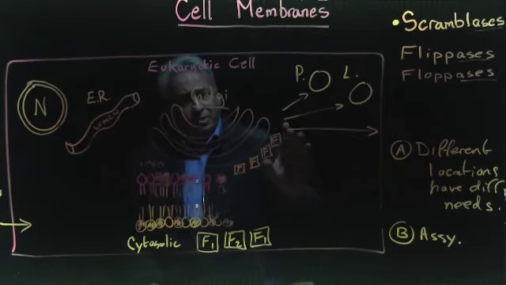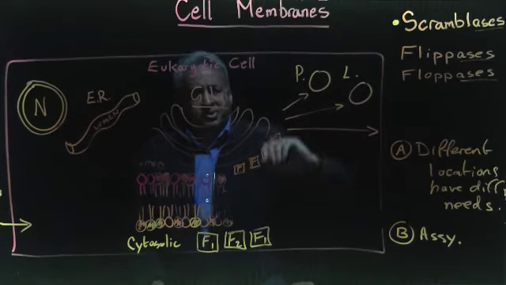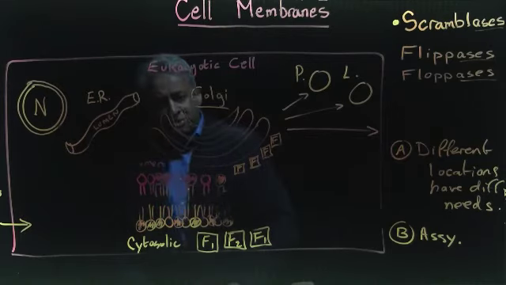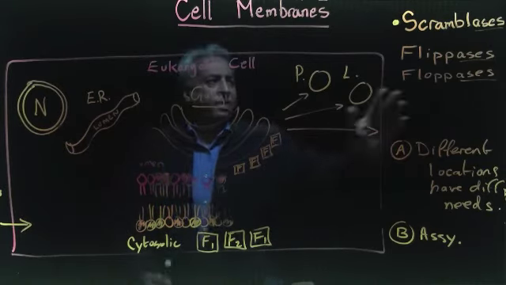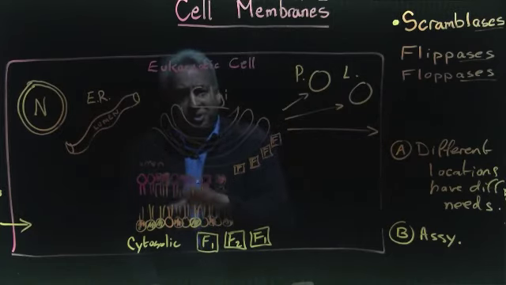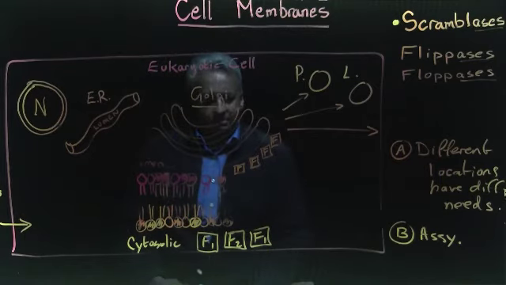So flipases 1, 2, and 3 may be active on this side, conditioning this membrane so it can join the peroxisomes. Another set of flipases may be over here. They may condition this so it can go and join the nuclear membrane. So this is how flipases and flopases function. They just alter the composition of the two leaflets of the membrane.